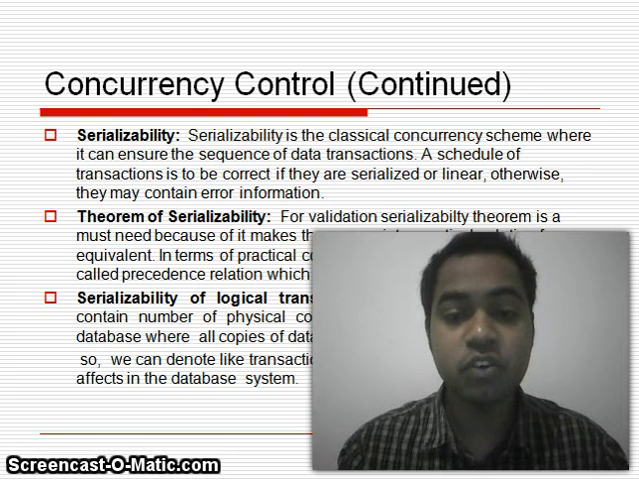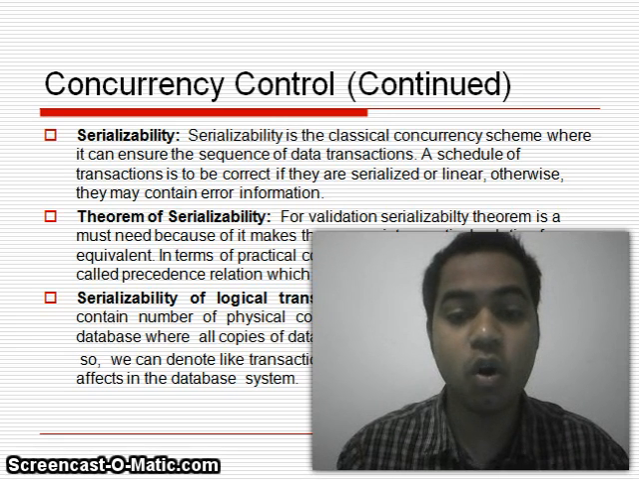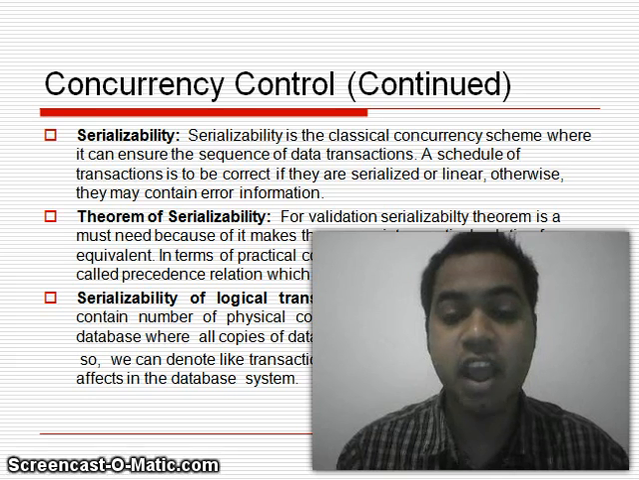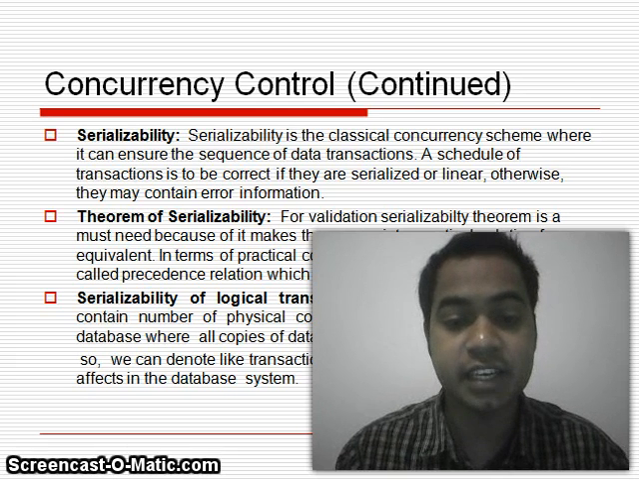Serializability of logical transaction. A logical transaction might contain a number of physical copies of data stored in the database, where all copies of data might be of different size. So we can easily tell the transaction order in which a transaction actually affects the database system.